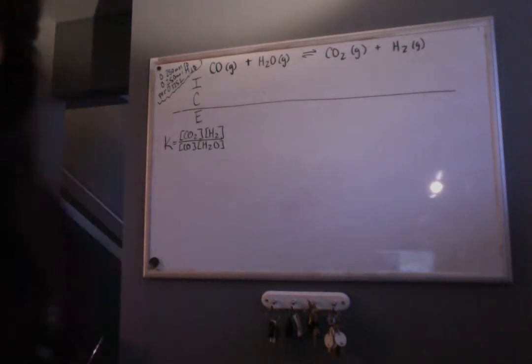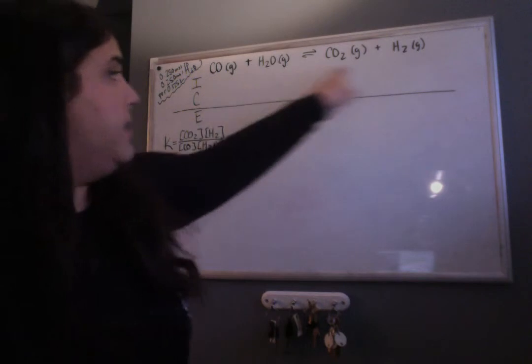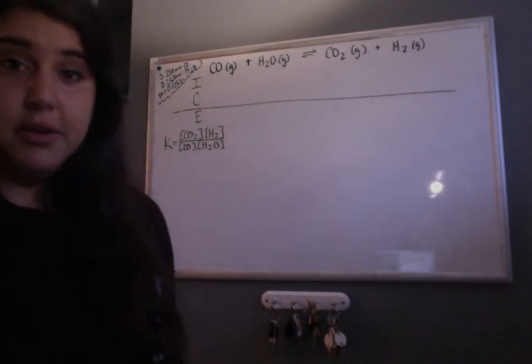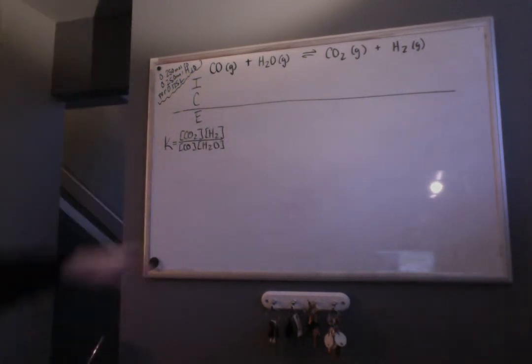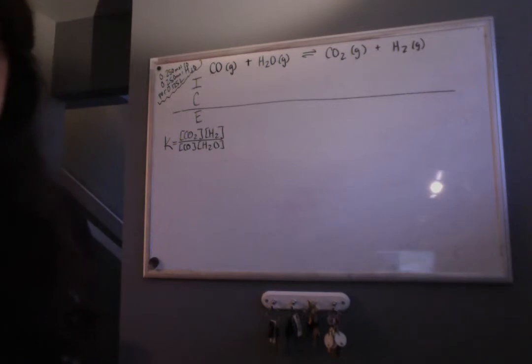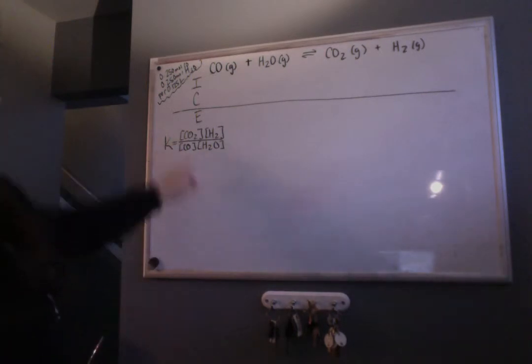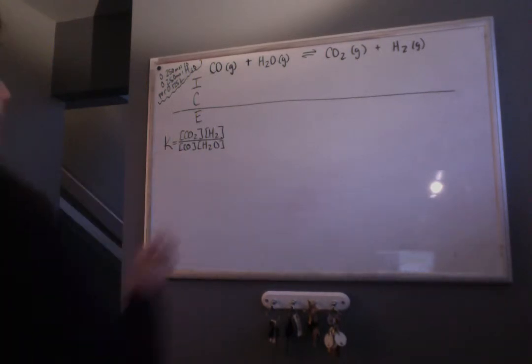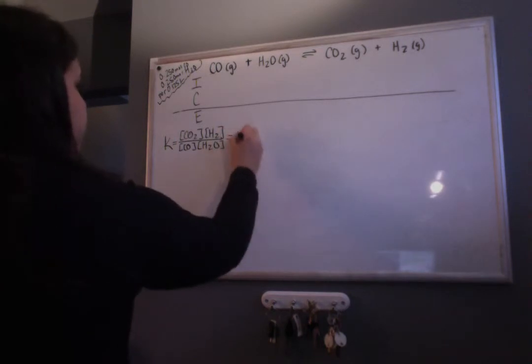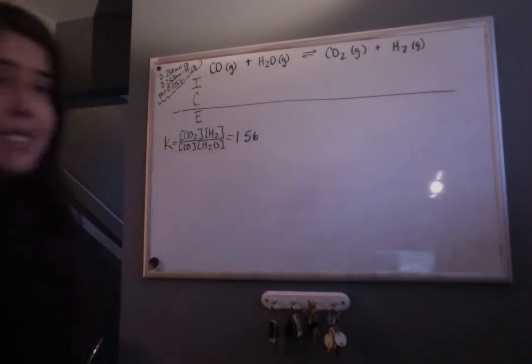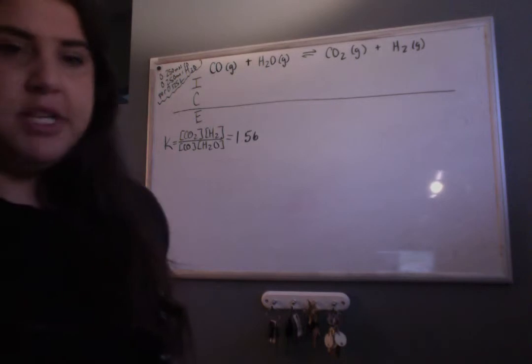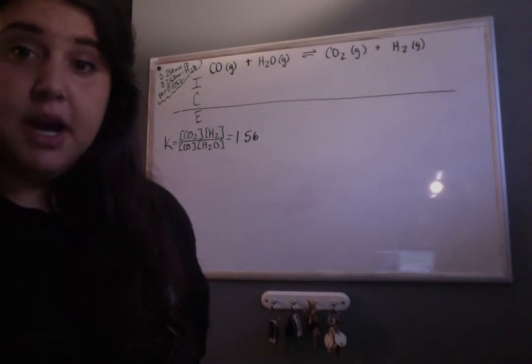So again, the first thing we should do is set up my chemical equation. Next, I should set up my equilibrium expression. My equilibrium expression, again, is products over reactants. In this case, I'm actually given it: 1.56 is my Kc, my equilibrium constant.